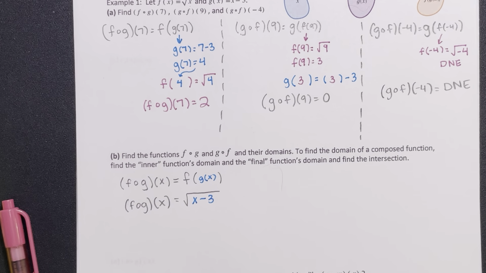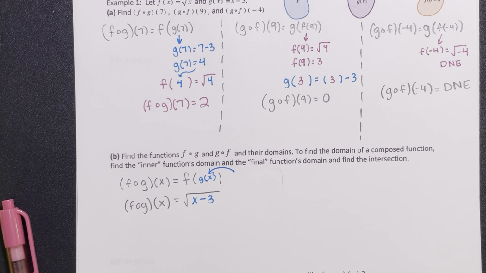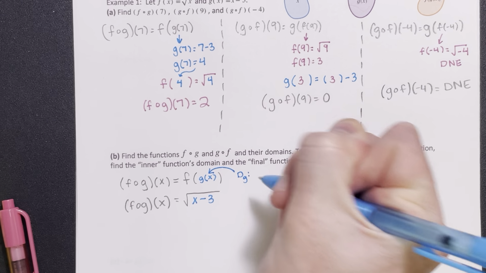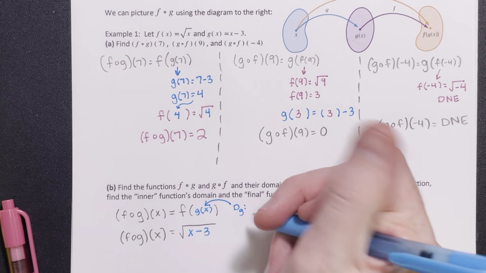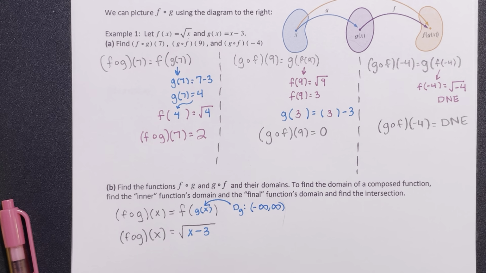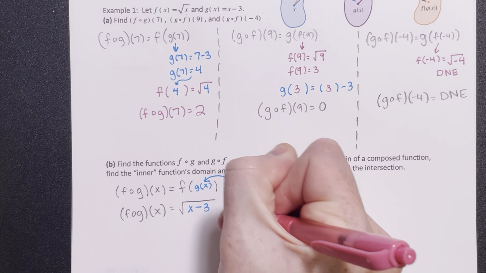But we also want to consider the domain of that composition. Since g of x is our input, that will bring in its domain. Looking at that function g of x, it's the x minus 3. So it's a linear function with no domain issues. Its domain is negative infinity to infinity. But once we have put it into f, we have created this new function, the square root of x minus 3. So now we do have domain issues.